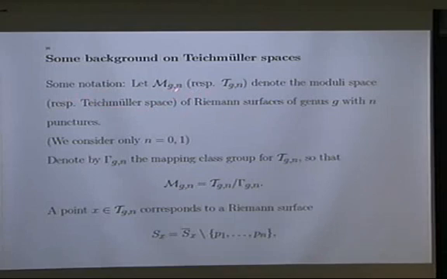Let me denote M_{g,n} to be the moduli space of Riemann surfaces of type (g,n), genus g with n punctures, and T_{g,n} the corresponding Teichmüller space. For us, we are only interested in n equals 0 and 1. Gamma_{g,n} is the mapping class group of T_{g,n}, so that the moduli space is just the quotient of T_{g,n} by Gamma_{g,n}. Every point in T_{g,n} corresponds to a punctured Riemann surface. So S_x bar is a compact Riemann surface of genus g, minus p points.